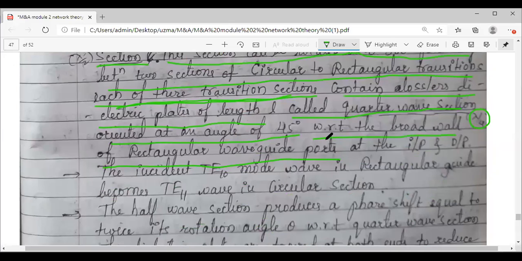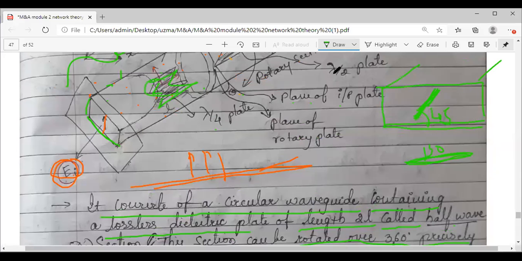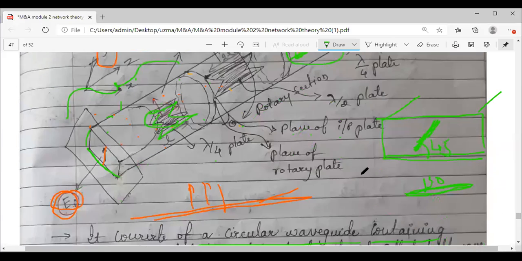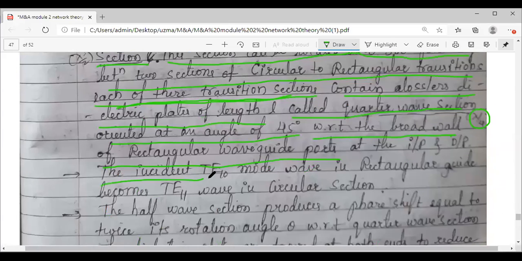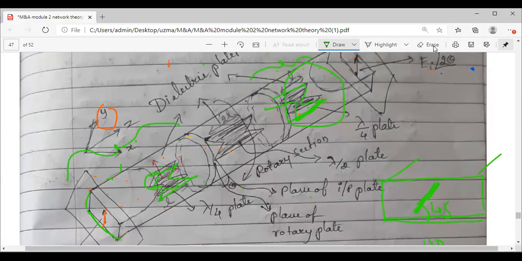They are oriented at an angle of 45 degrees with respect to the broader wall of the rectangular waveguide ports at the input and the output, right? One is at the input side, the other one is at the output side. The incident TE10 mode, because at the mouth, initially when the wave enters the waveguide, it is rectangular. That's why the dominant mode is TE10. So the TE10 mode in the rectangular waveguide gets converted whenever it moves into the transition region and reaches the center section. So how will the transition happen? Just try to mark it here.